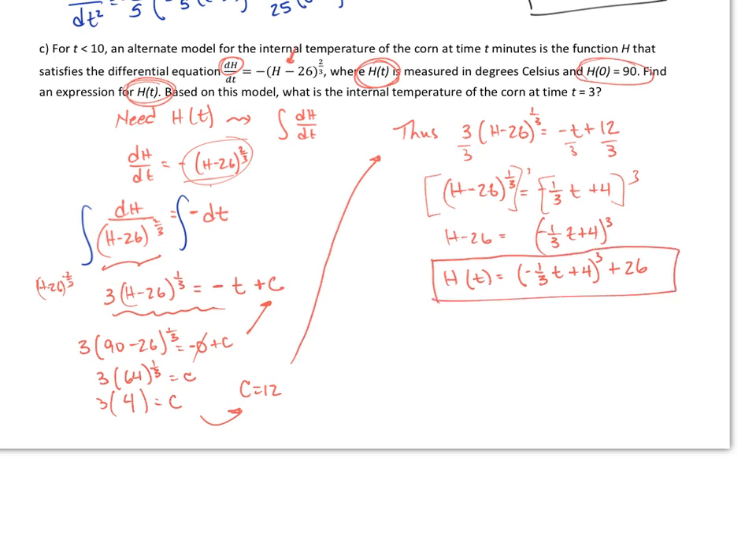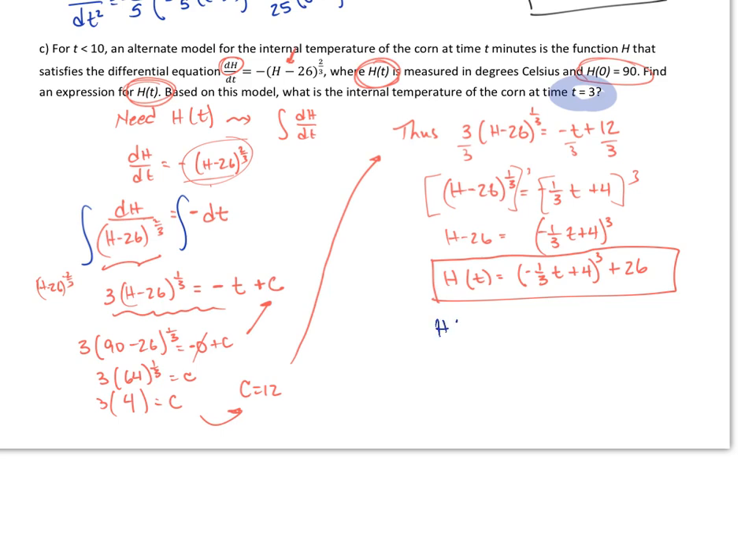You could have had this in a couple other formats. You could have just said negative t plus 4 over 3 to the 3rd power. You could have left it like that. That's fine since it's free response. Okay, so then we need to just finish this problem out and determine what the temperature is at time equals 3, because that's what they asked for right there.